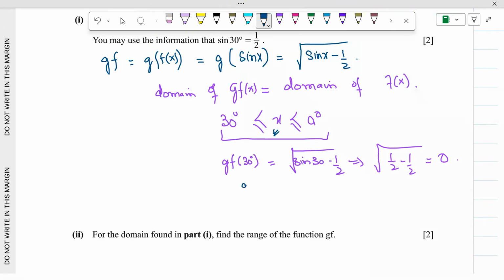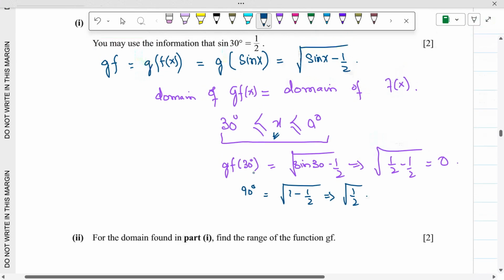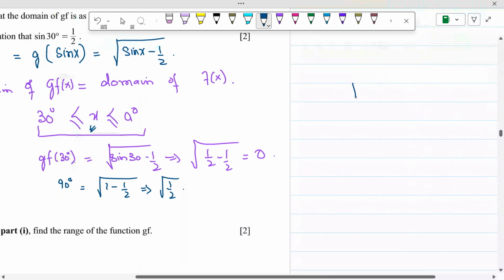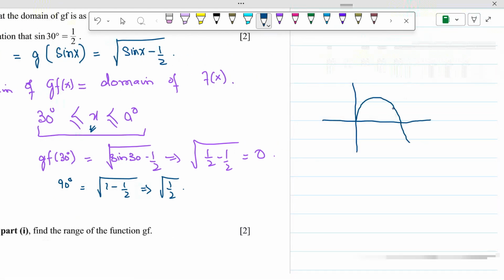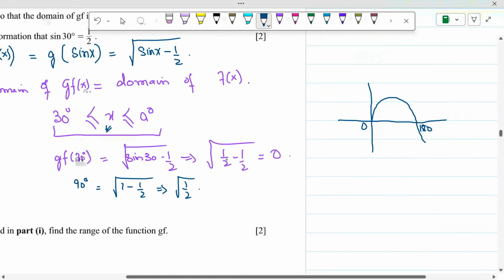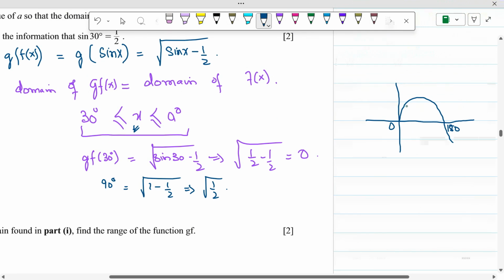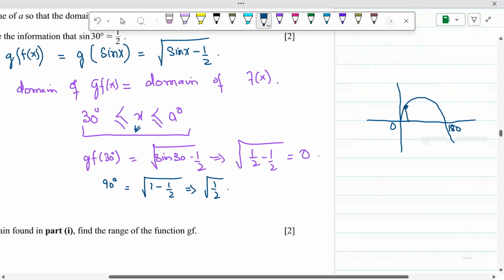We can increase the value of x up to a degree, and what will be that a? If we plug in 90 degrees, it will be the square root of 1 minus half, which is equal to the square root of half. Similarly, if we further increase the value of x, we know that this is the sine, and sine is positive from 0 to 180, but it should be greater than half so that we can have a positive value of g of f. So we know that at 30 this is half, and at 90 it is 1.